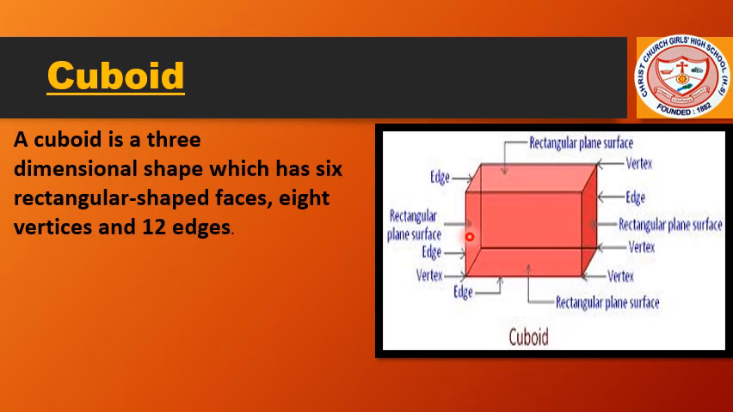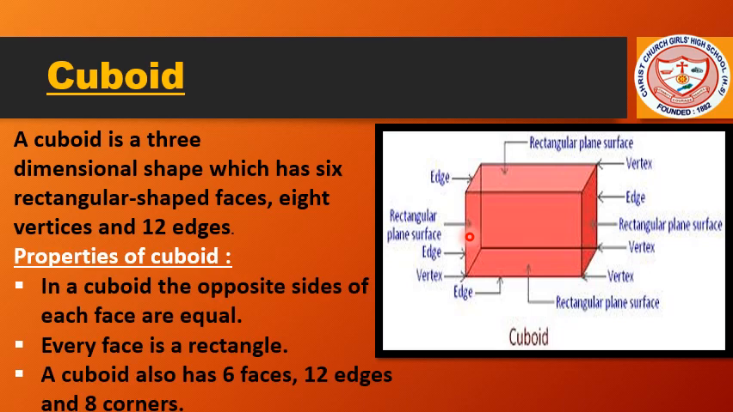Now let us learn the properties of cuboid. In a cuboid, the opposite sides of each face are equal, just like rectangle, right? And every face is a rectangle. That we can easily find out from this diagram, right? And a cuboid also has 6 faces, 12 edges and 8 corners, just like a cube. Clear?